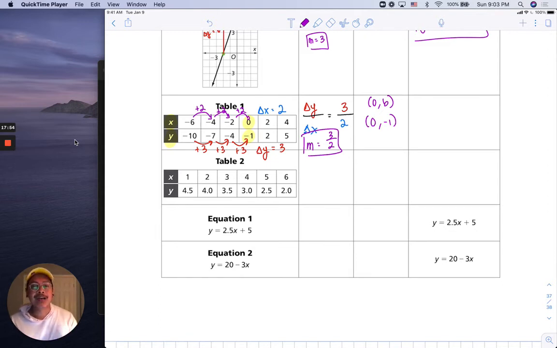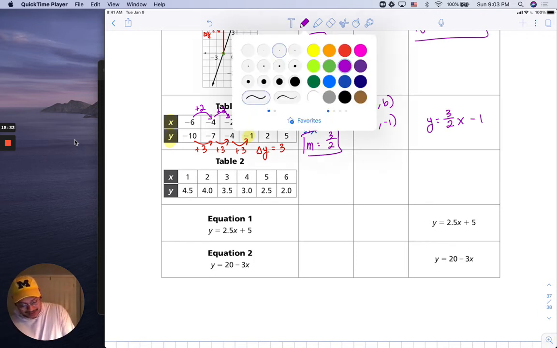We found our slope, we found our y-intercept. Now let's write our equation. So y is equal to 3/2 x minus 1, because we have a -1 here. You could write plus -1, but -1 is a little bit more straightforward. Okay, but just know that they mean the same thing. Alrighty, try the second table on your own. Please pause the video and then replay when you're ready to go.